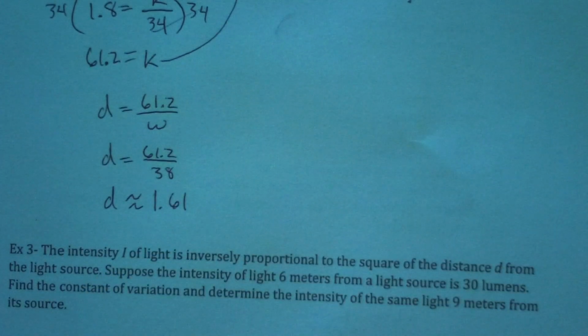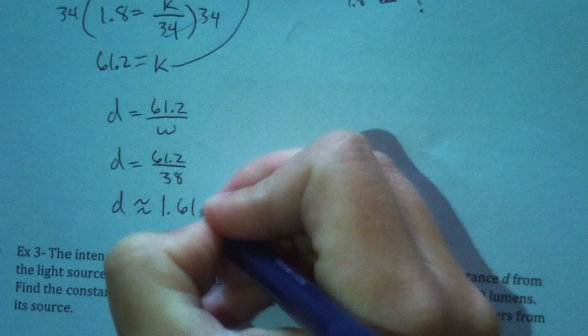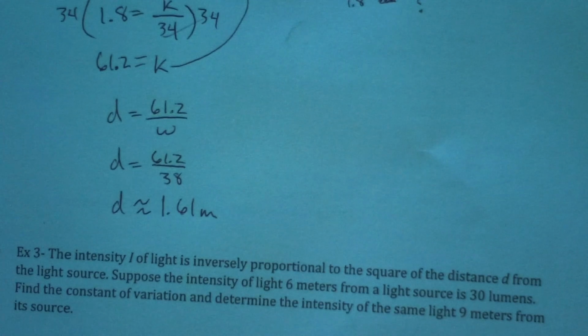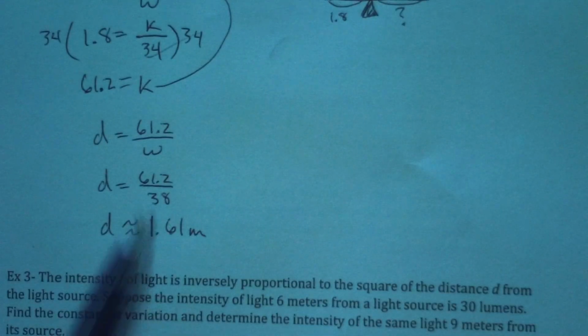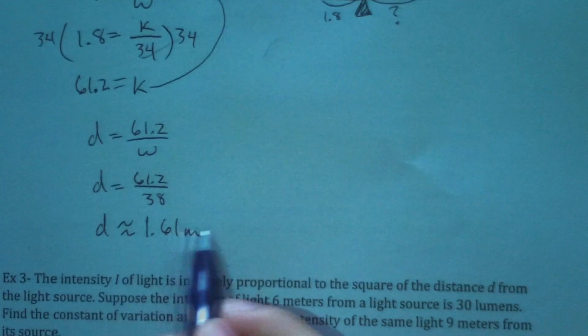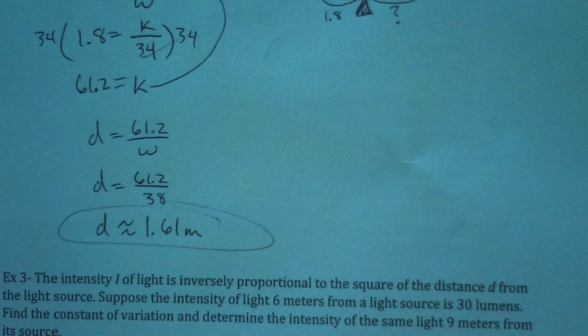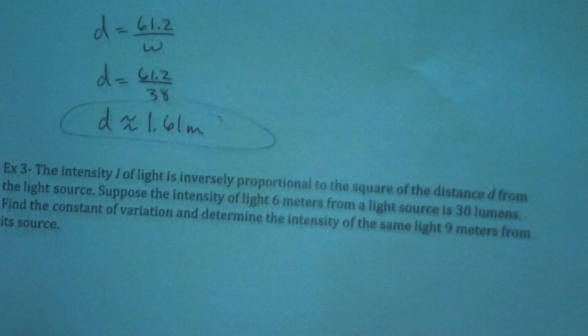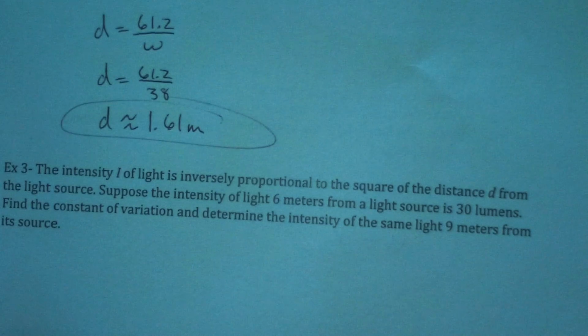Okay. So setup-wise here, we've got our I is inversely proportional. So again, inversely is where we got the fraction. k is always on top. And then it's inversely proportional to the square of our distance. So I would go distance squared, or d squared, on the bottom.